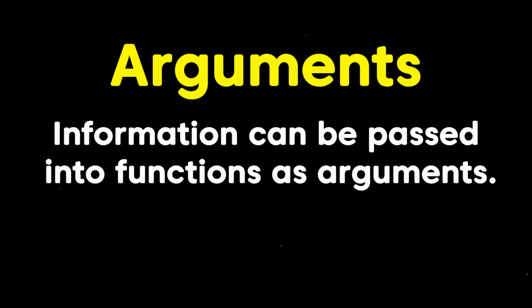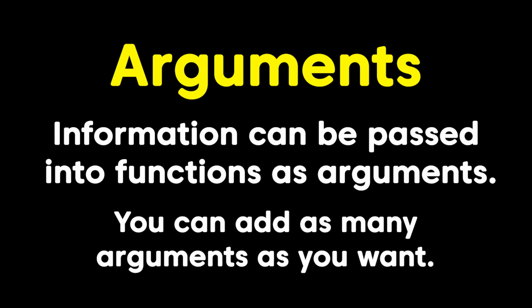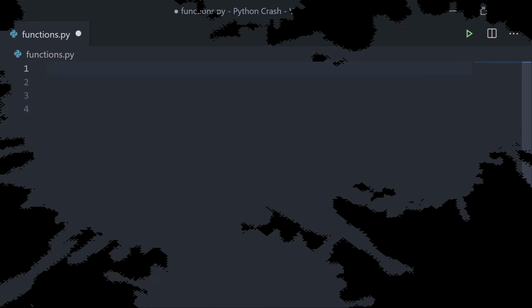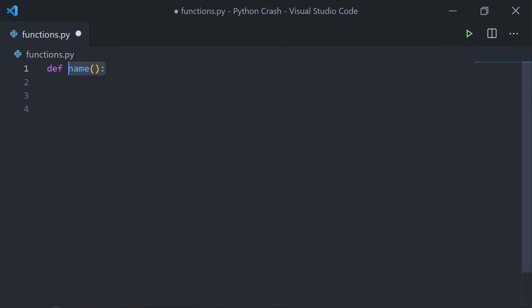Information can be passed into functions as arguments. Arguments are specified after the function name inside the parentheses. You can add as many arguments as you want, just separate them with a comma. Let's go ahead and make a new function. We're going to define this function and call it name. We're going to pass in the argument of name. And when the function is called, we're going to print out name.